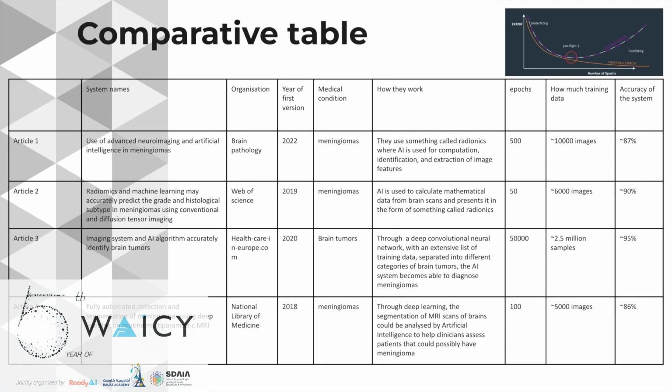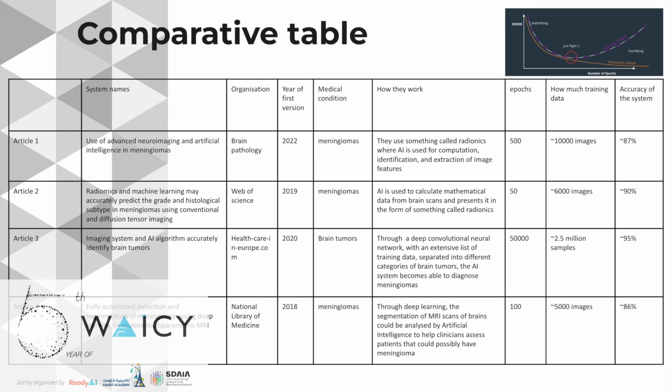As you can see in Article 1, which is the use of advanced neuroimaging and artificial intelligence in meningiomas by the Organization of Brain Pathology, that was published in 2022. It covers the medical condition of meningiomas and works by using something called radiomics, where AI is used for computation, identification, and extraction of image features so that tumors are easily seen and diagnosed by diagnostics. It uses around 500 epochs and uses around 10,000 images for training data. The overall accuracy of this system is around 87%.